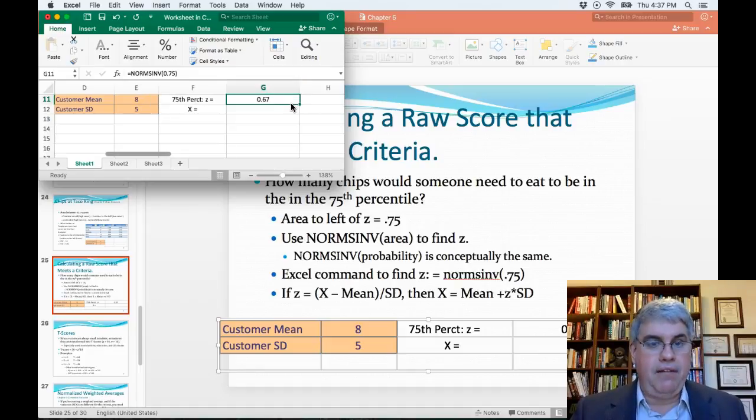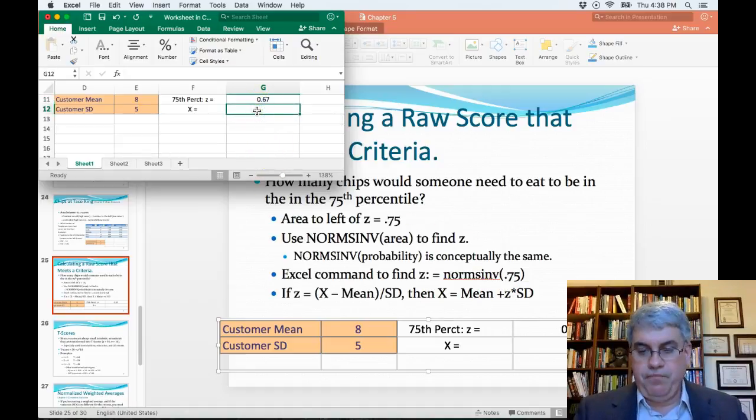So now we've got to convert that to the number of chips, because just saying that my z-score is 0.67 in terms of eating chips, nobody's going to know what you mean. So the data that we have is that the average customer eats 8 chips with a standard deviation of 5. So we're going to use this formula of x equals the mean plus the z times the standard deviation to get what that number of chips is.